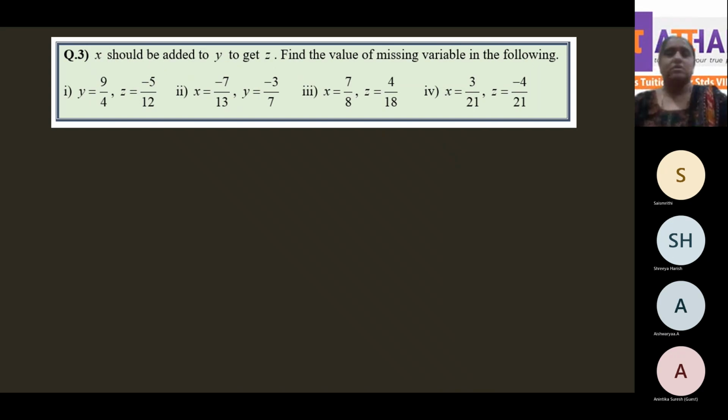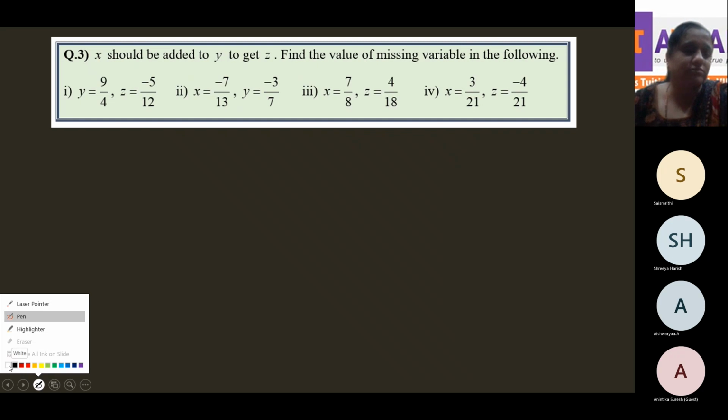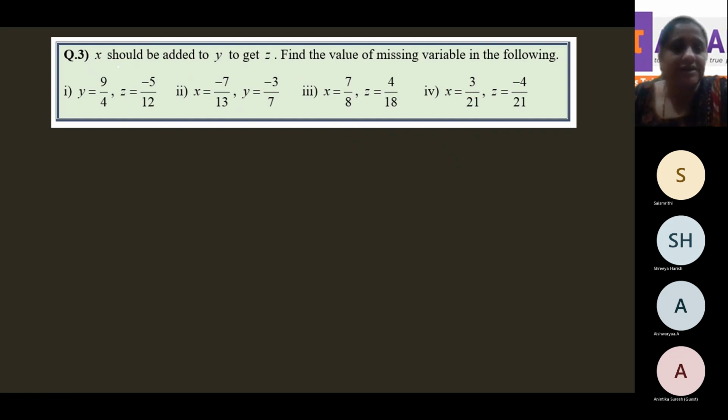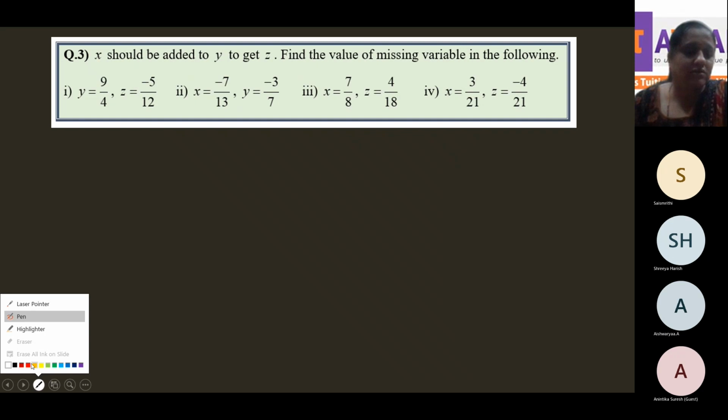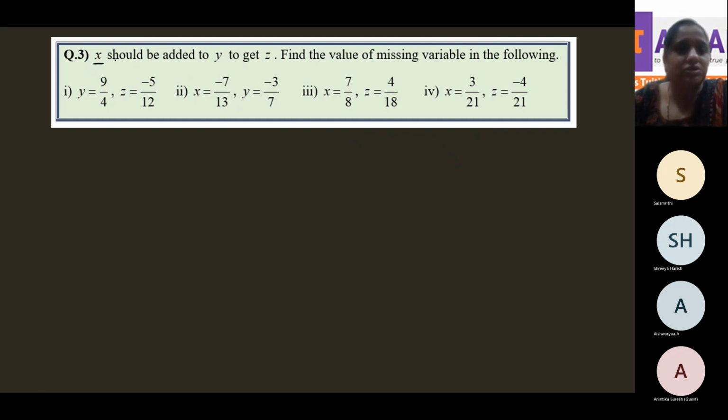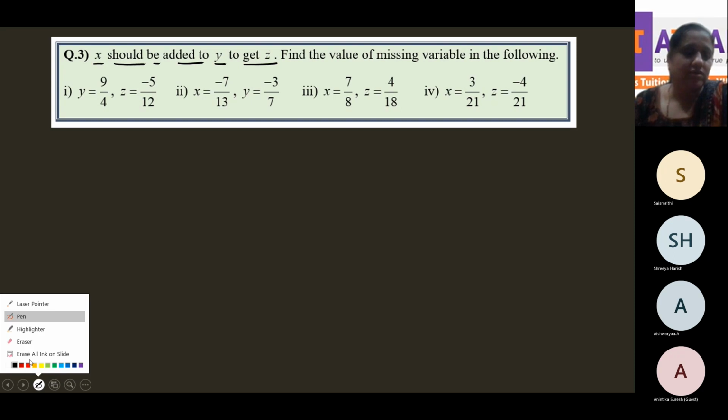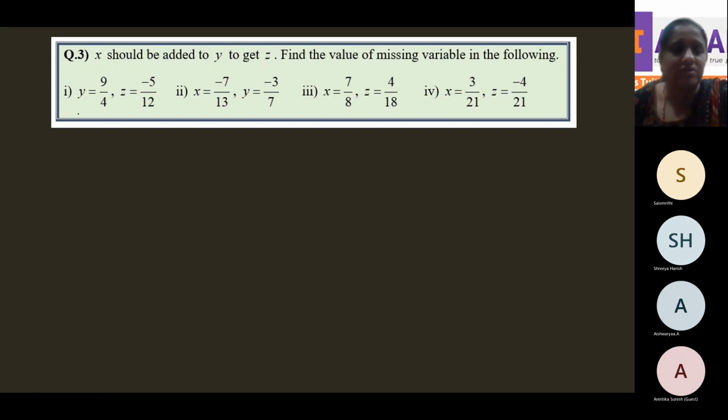Now I'll work one of this. The rest is homework. Now, X should be added to Y to get Z. Find the value of the missing variable in the following. So these are 4 independent questions. This is one, this is the second one, this is the third one, this is the fourth one.